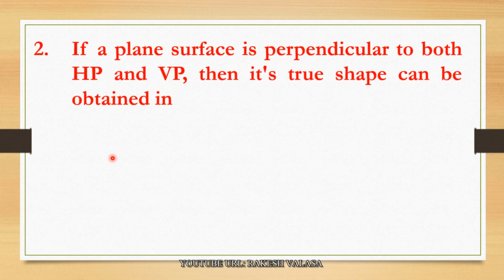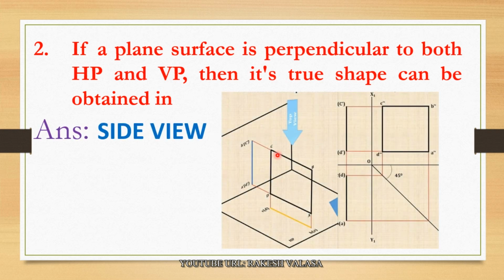Question number 2. If a plane surface is perpendicular to both HP and VP, then its true shape can be obtained in which view? You can see this image. Here I have taken one square ABCD. This is perpendicular to HP and perpendicular to VP. In the front view it appears like a straight line, that is AB, and in the top view it also appears like a straight line, but we can see the true shape only in the side view. So the correct answer is side view.